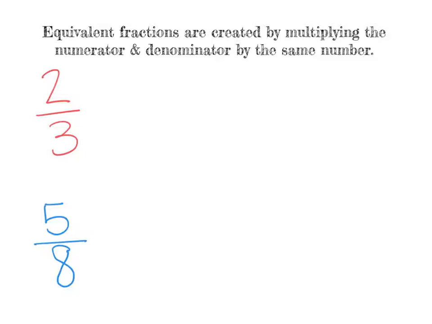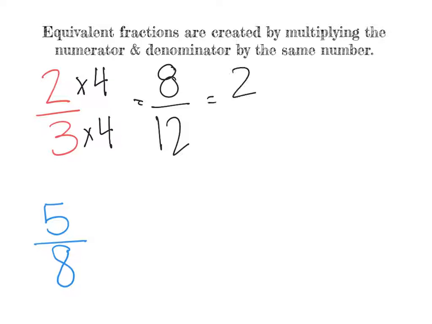For example, 2/3, we can multiply both by 4. So 2 times 4 is equal to 8. 3 times 4 is equal to 12. So 8/12 is equal to 2/3 because we multiplied both the numerator and the denominator by the same number.